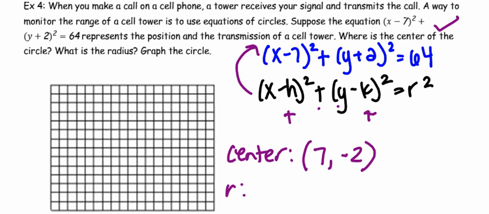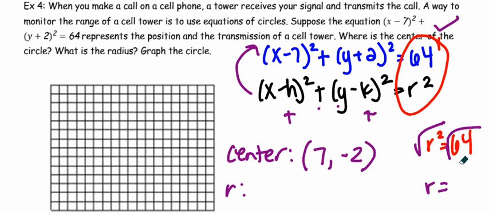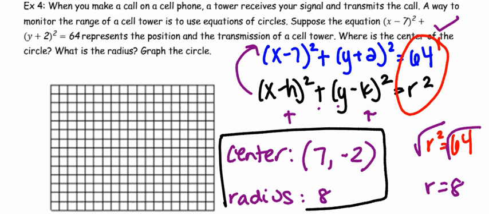So this number at the end is r squared. So r squared is 64, which is fine, but it doesn't ask us for r squared, it asks us for r. And we've done this a lot in class. How do you undo a square? You square root it. So r will be whatever the square root of 64 is. It happens to be 8. So the radius is 8. This gives us all the important information we need to do the third part, which is graph the circle. So we're going to have a center at (7, −2) and a radius of 8.